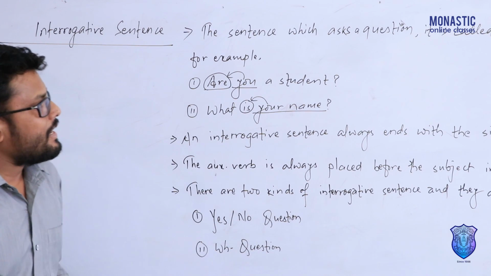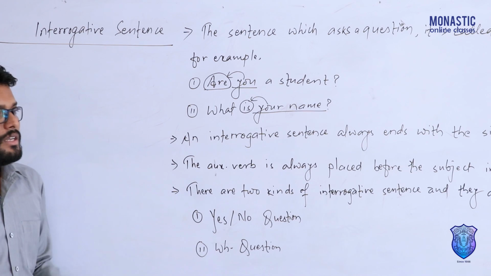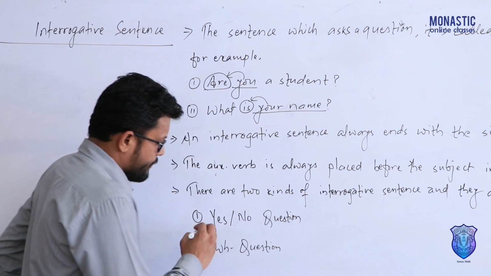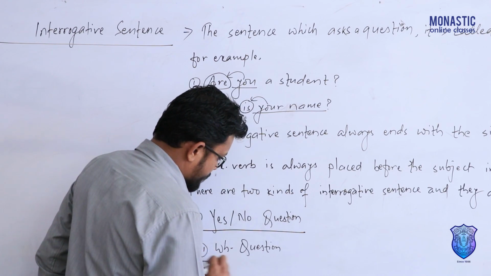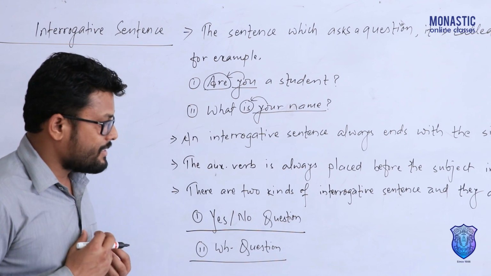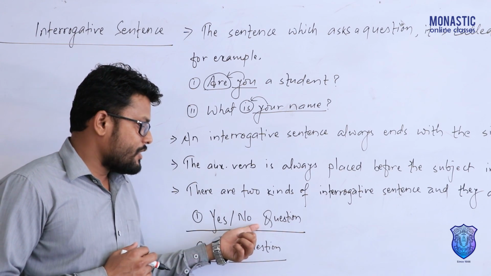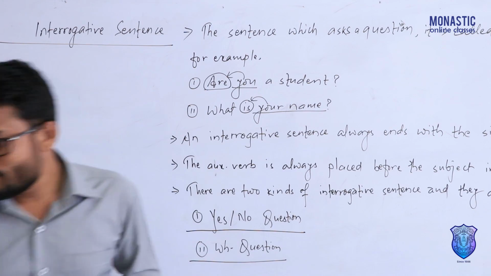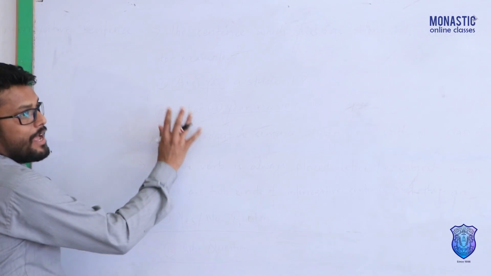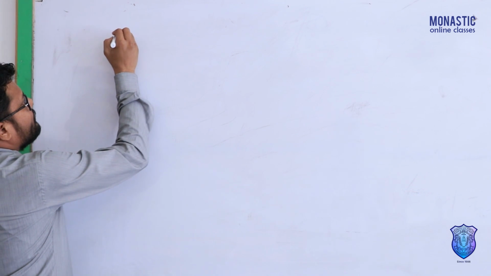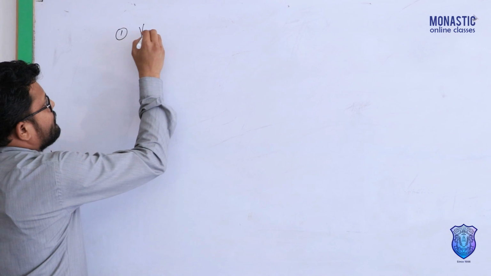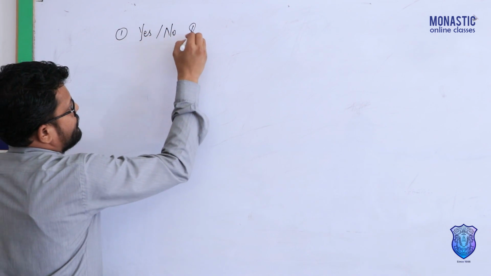Up to here, I have tried to make you understand the kinds of interrogative sentence, and now I'm going to make the concept clear about WH questions and yes/no questions. Now we are going to talk about the very first kind of interrogative sentence, that is the yes/no question.